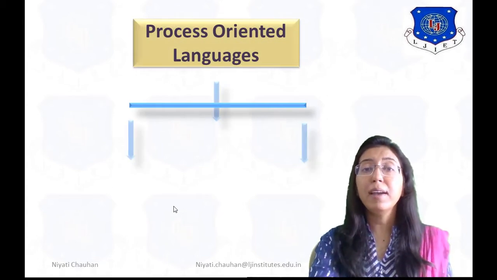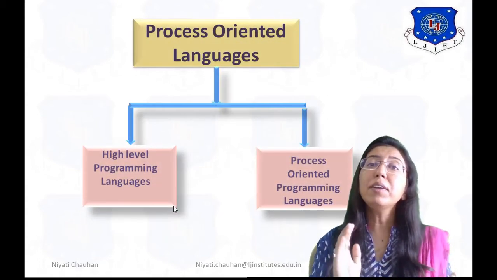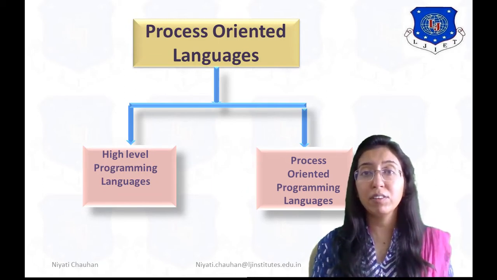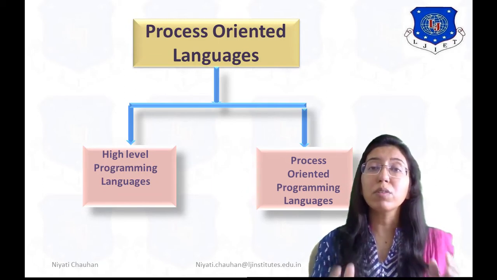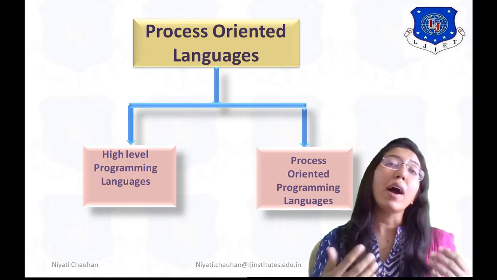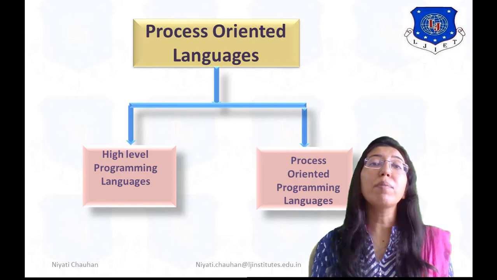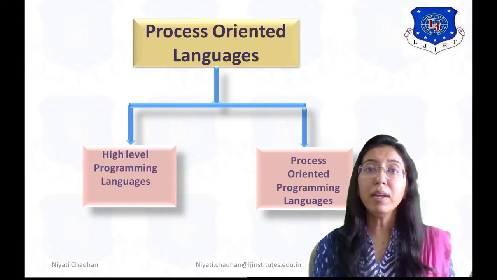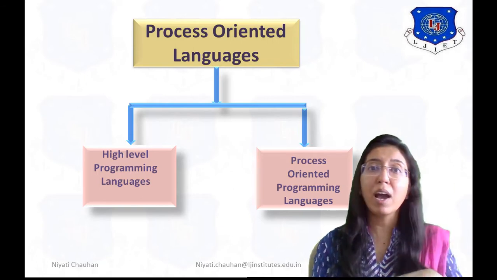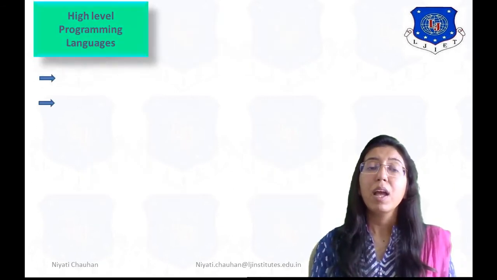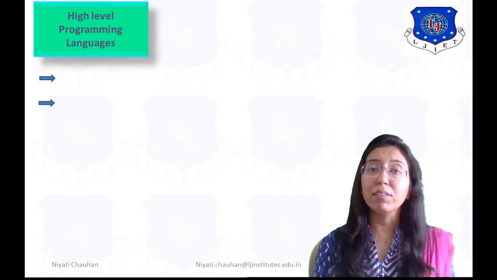Process oriented languages are divided in two parts. Number 1, high level programming languages, and number 2, process oriented programming languages. So which types of languages were used in the past? Now I am discussing it. High level programming languages.